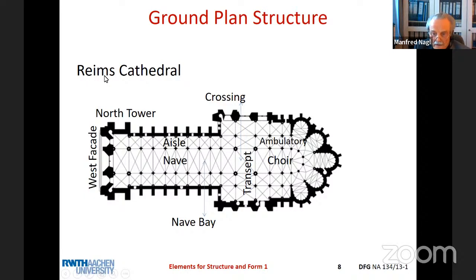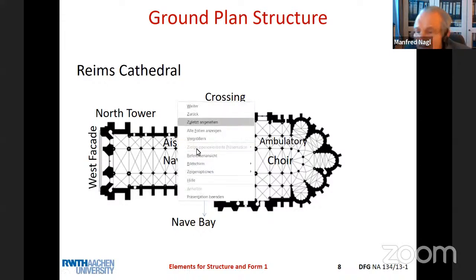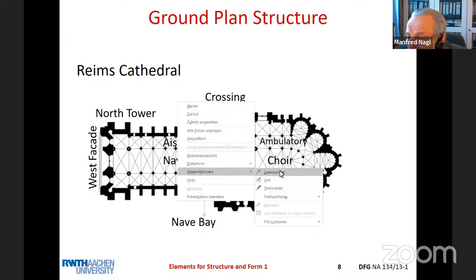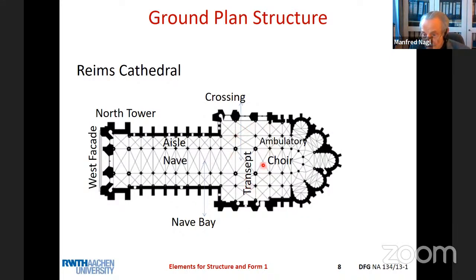Here we see the Reims Cathedral. We see the main house with the nave in the middle and aisles at both sides. We see the transept, which is here in the middle, the crossing of the transept and the nave, and the choir here. The choir has a central part and an ambulatory which goes around, and a second ambulatory in the case of Reims, which is starting here and then continues as a ring of chapels. Then we have the west front, the west facade with two big towers.